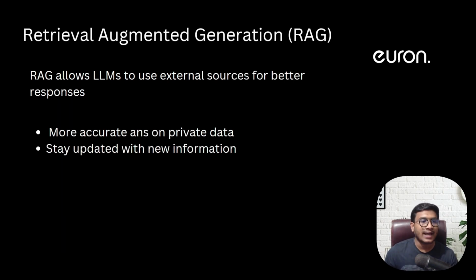That means if you use the RAG concept, you get more accurate answers on the private data, and it stays updated with new information. Let's say you have new data. You can use the embedding model to convert that data to the embedding representation, store it in the knowledge base, and connect your large language model there. If you ask any question related to that information, your model will give you the answer. So this is the concept of Retrieval-Augmented Generation, or RAG.